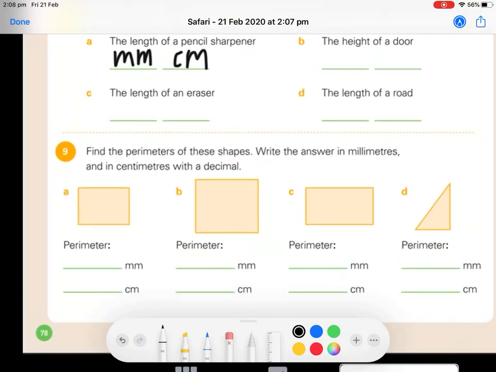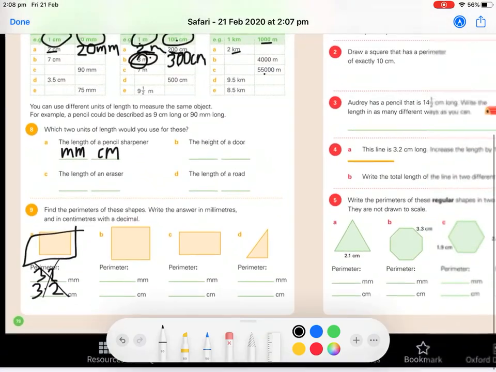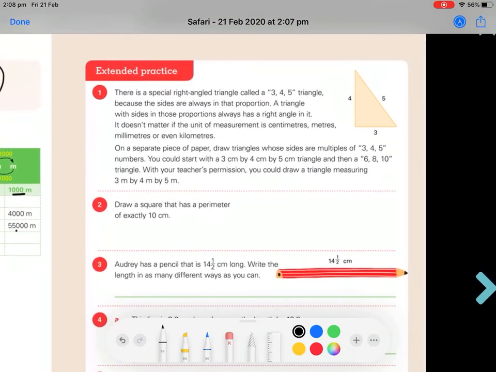Find the perimeters of these shapes. Write the answer in millimetres and centimetres with a decimal. So using your ruler for these ones, you'll get the perimeter, well, I don't know what it'll be, 32 millimetres or something like that, which will be equal to 3.2 centimetres. That's not the right answer, but just to give you an example.